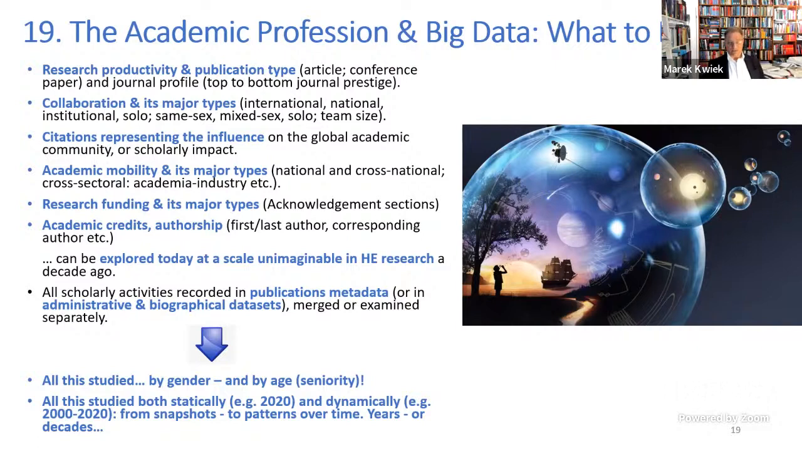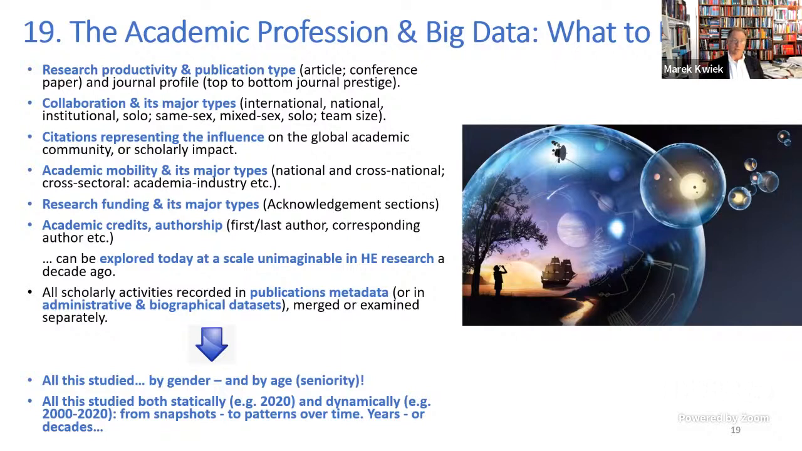I'm saying this because people are doing this as we speak. We have dozens of publications right now doing all I'm talking about at a scale unimaginable, normally in academic profession studies as we know it. So all above can be studied by gender, by age, by seniority. And it can be also studied not only based on 1 year, but also dynamically in, say, 20 years, year from year. This is the power of big data.